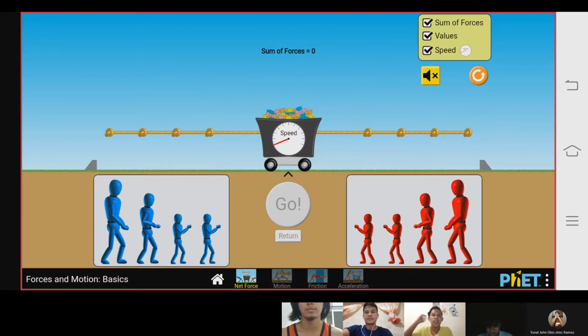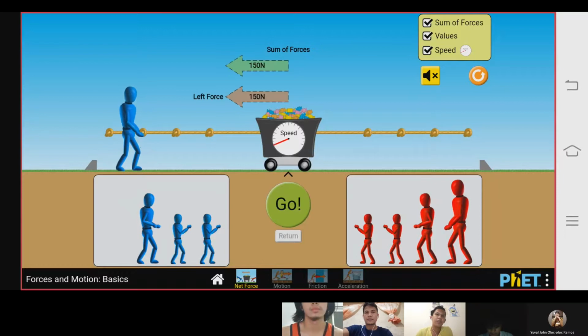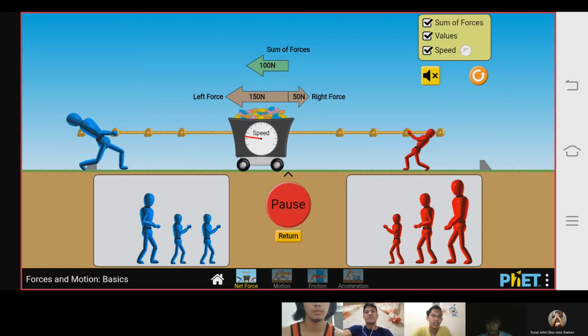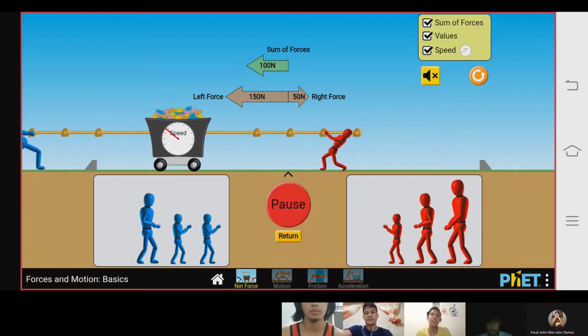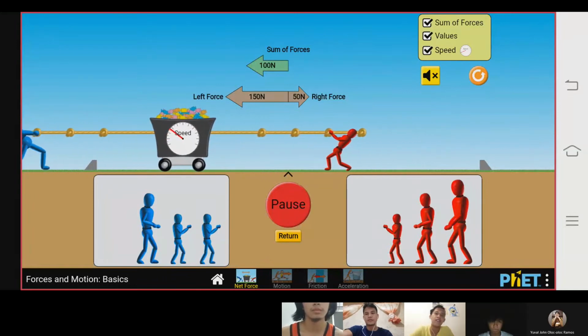So for the task 3, same lang din. Yung kaso ang different size na siya pero same placement on rope. So blue, yung medium sa third. Then yung sa red, yung smaller. Yan. Ganyan. So ang answer po namin, Miss, is the group's predicted movement was the bigger man or the blue would probably pull the cart on his side and win. So go na. Yan. So the actual movement is to the left po, Miss, and as you can see po in the simulation, the sum of forces is 100 and to the left.